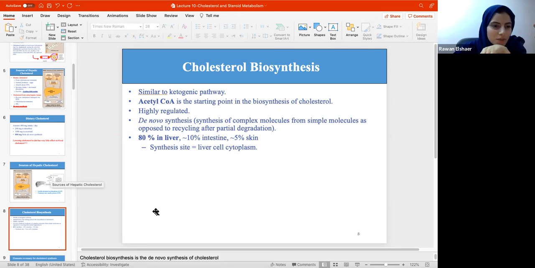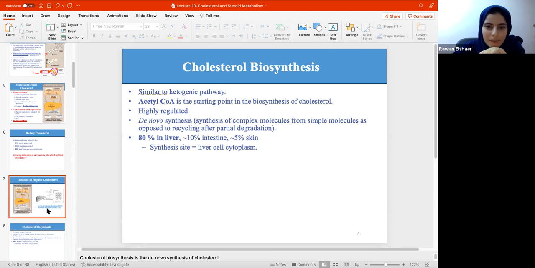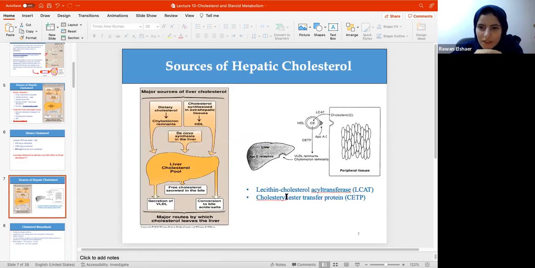Someone's asking, do the two enzymes in the previous slide do the same thing? Lecithin cholesterol acyltransferase, and cholesterol ester transfer protein. I don't think so, because LCAT converts the cholesterol in your peripheral tissues to cholesterol esters. That's what I'm getting at. And the cholesterol ester transfer protein, I think it's just for converting HDL to VLDL. But you should check the lipoprotein lecture, because I think this has more to do with that lecture, okay?